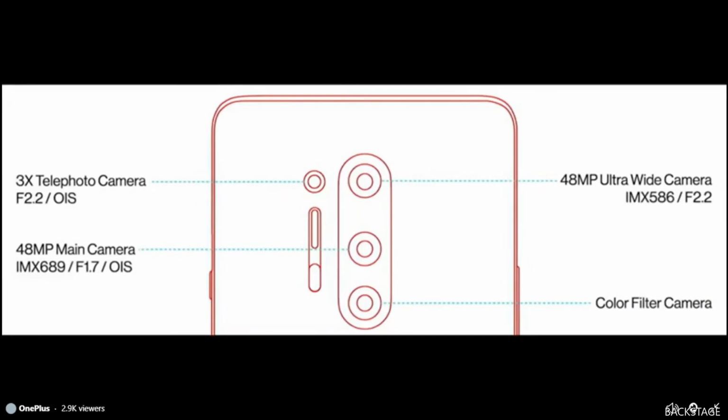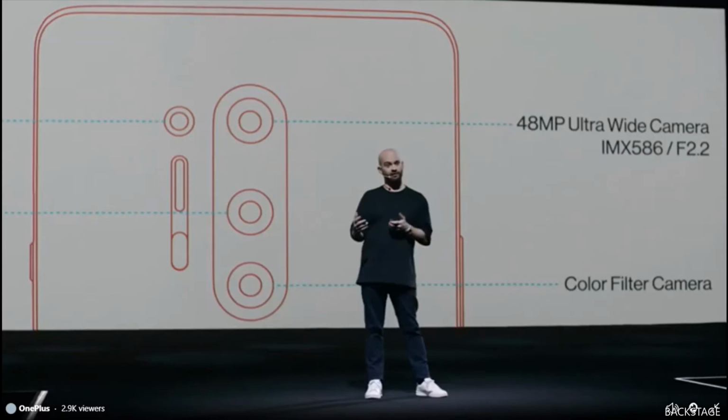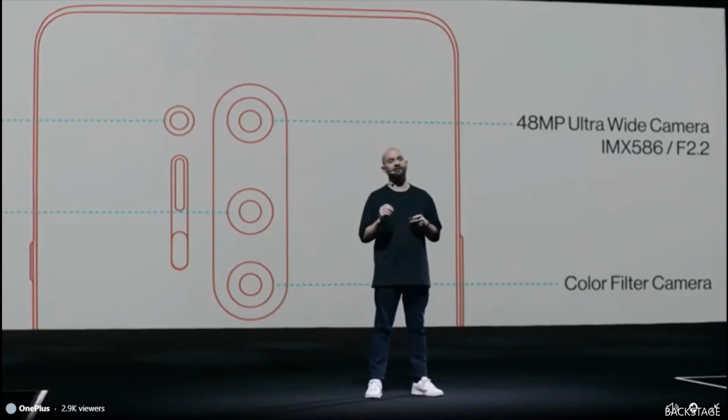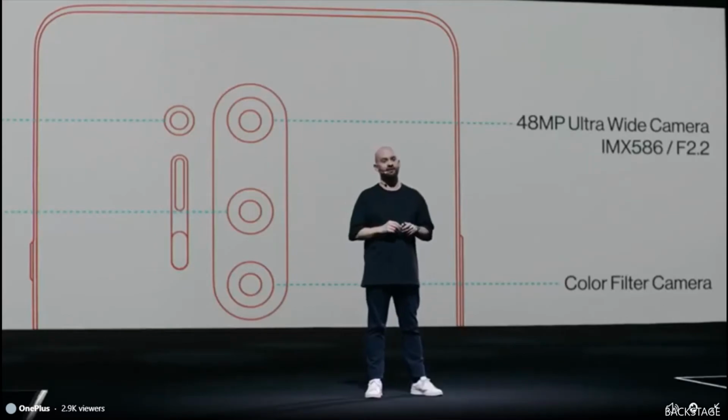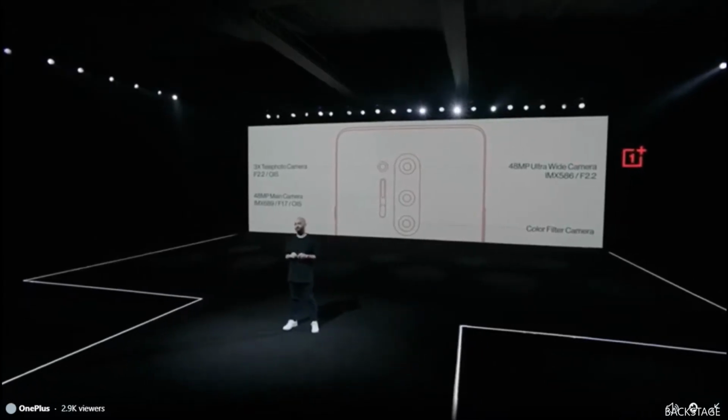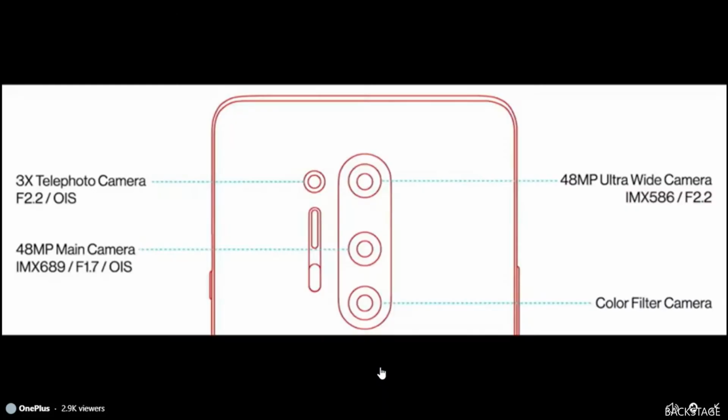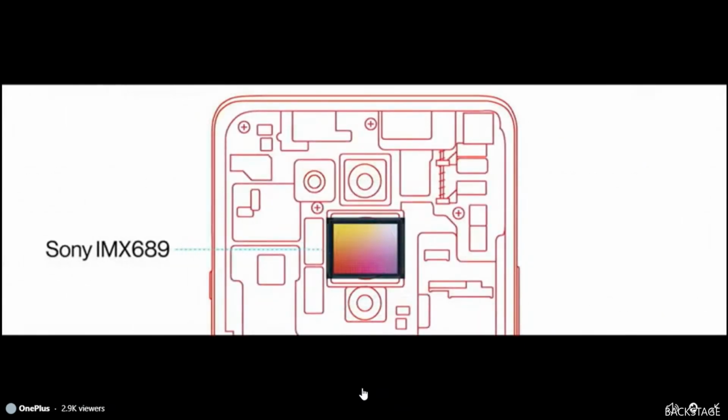The OnePlus 8 Pro has a 48 megapixel main camera with a custom-made Sony sensor, a 48 megapixel ultra-wide lens with a full 120-degree field of view, a telephoto lens with 3 times hybrid and 30 times digital zoom, and a unique color filter camera. This is the first ever quad camera setup on a OnePlus phone. We worked together with Sony on a custom IMX689 sensor, the largest and most high-tech sensor we've ever used.